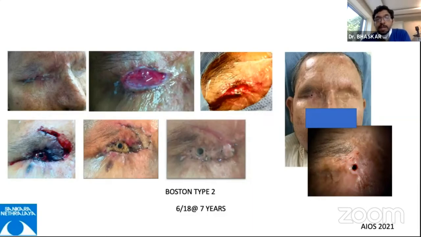A patient with a severe chemical injury with an RD underwent a type 2 keratoprosthesis with a VR surgery, and it's now about 7 years. He's maintaining 6/18 vision in his only eye.